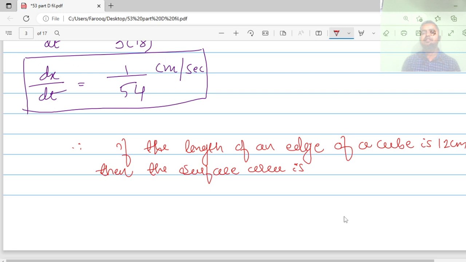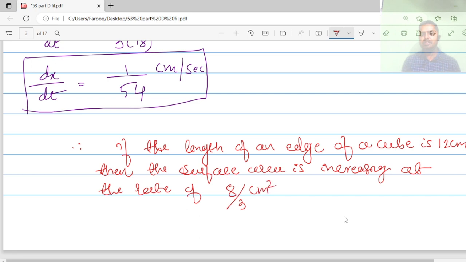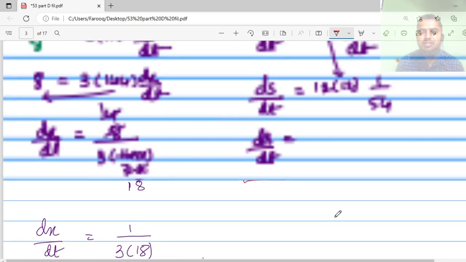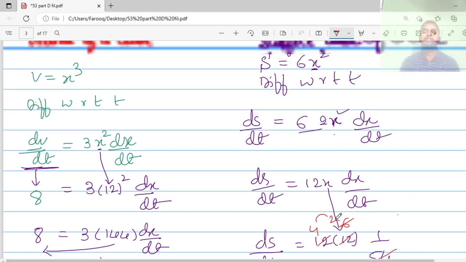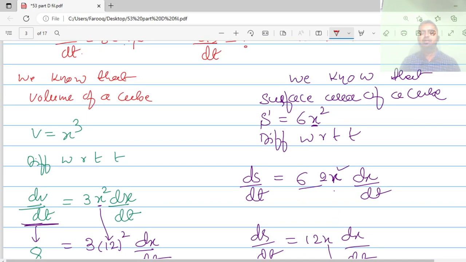the surface area is increasing at the rate of 8 by 3 centimeter square per second. This is the method of solving the problem. Try to remember the method. Only thing is that in the examination the values may vary.